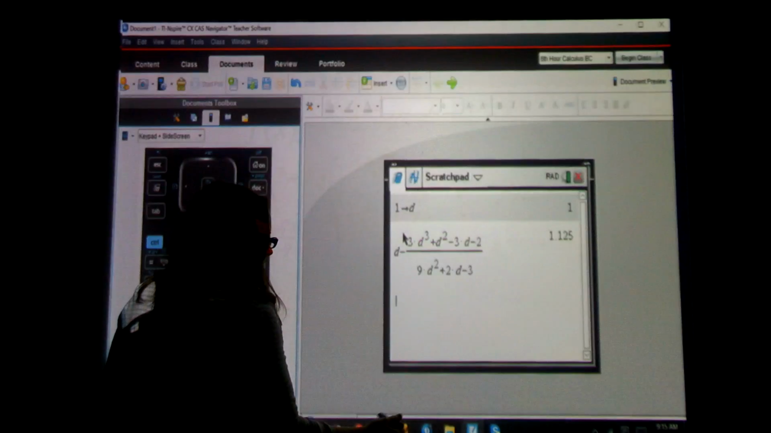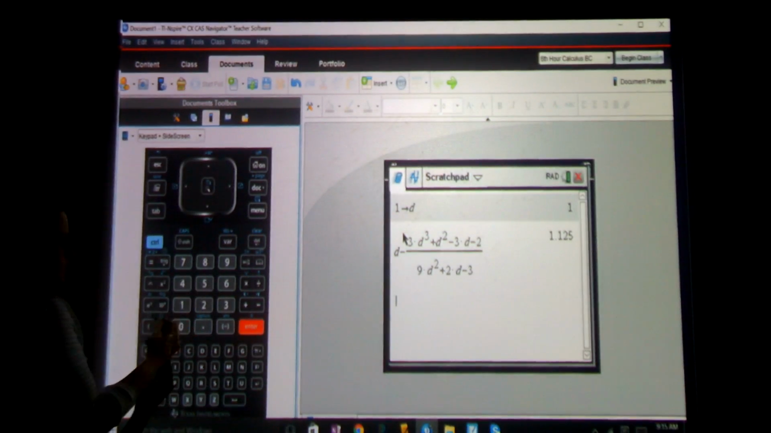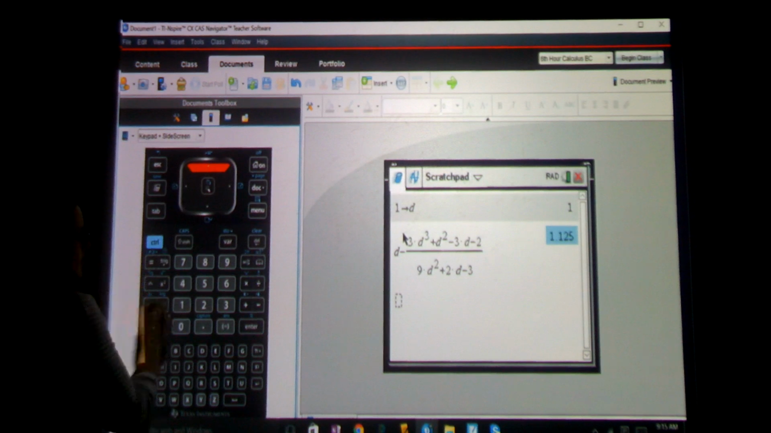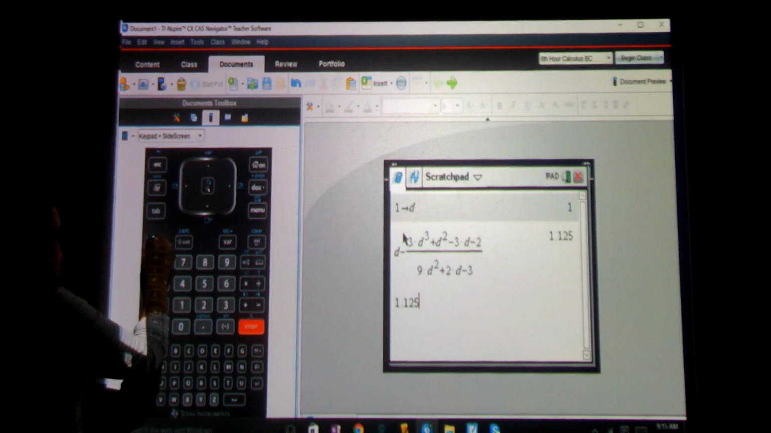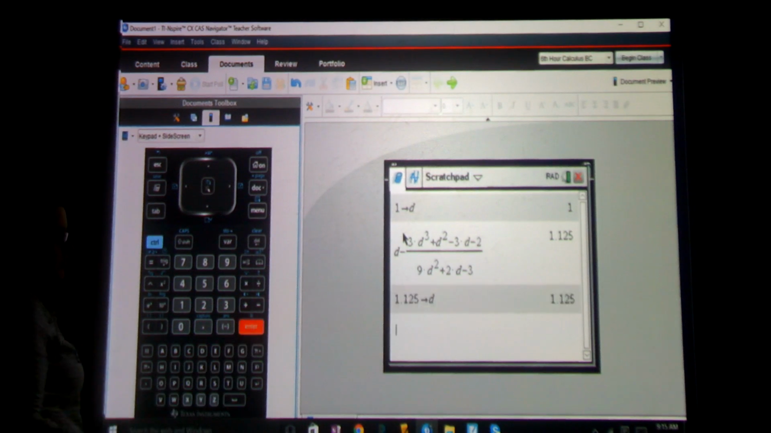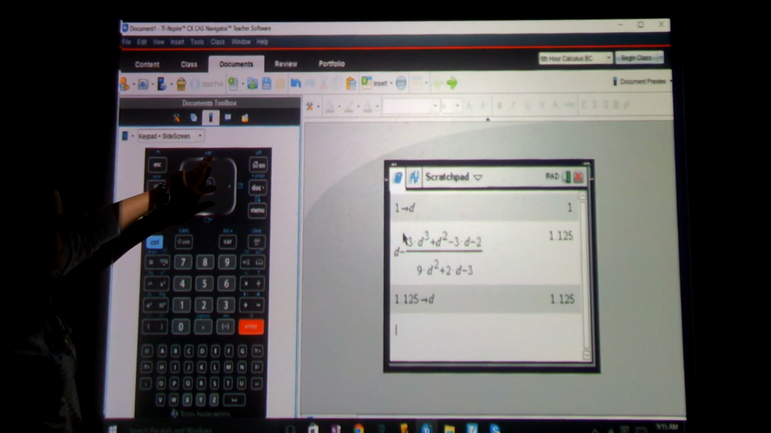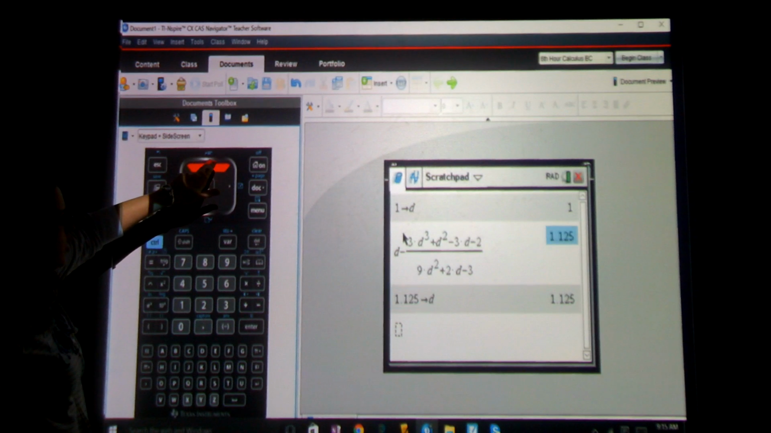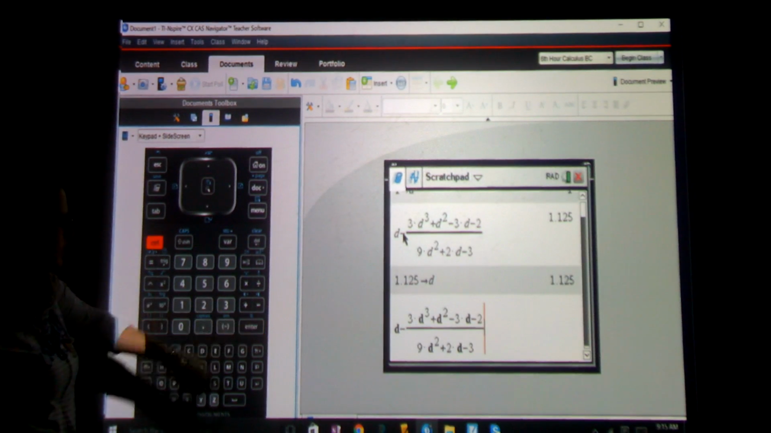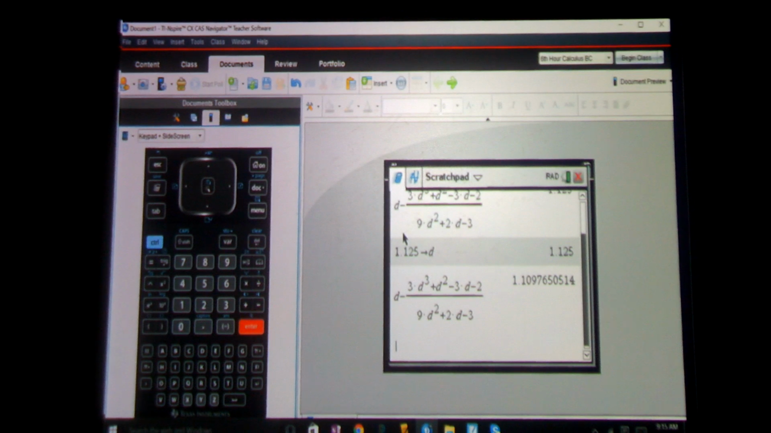Alright, so now I need a third one. Well, the easiest reason why I stored it is to just take my answer. I'm using my up arrow, Enter. Control, store it into D again. So I'm storing my new answer. Now use your arrows, go up and grab that expression. Control, enter. There's my next guess.